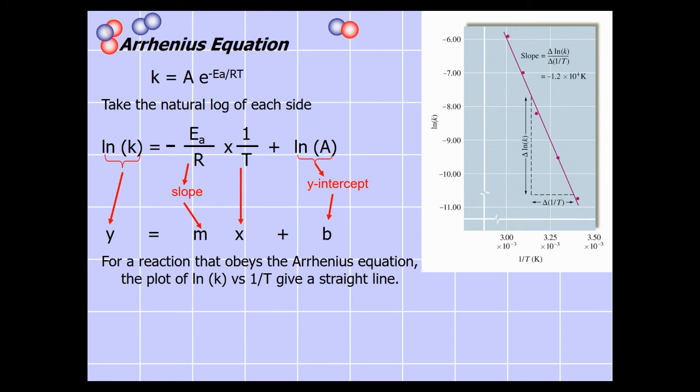So if a reaction obeys the Arrhenius equation, we can plot the natural log of the rate constant versus the inverse of the temperature, and it should give us a straight line. And so this is a version of the Arrhenius equation. Now, how we're really going to use the Arrhenius equation is to compare two temperatures. So we're going to look at that equation in a moment.